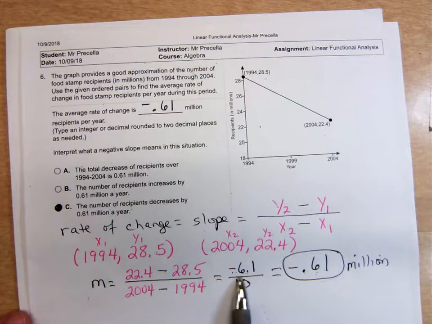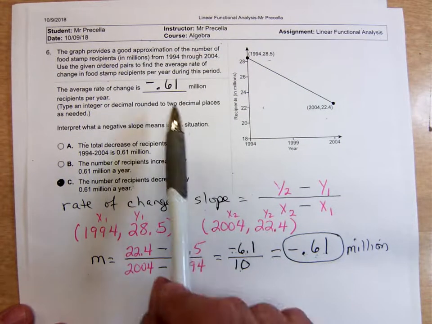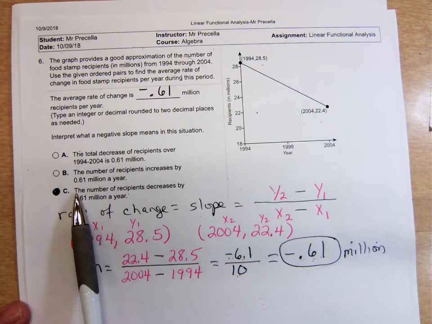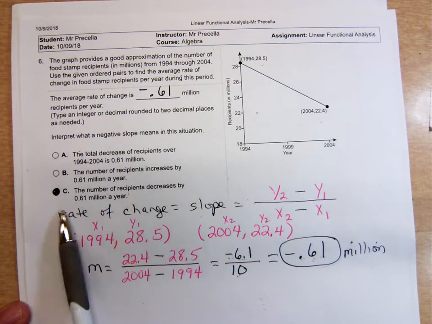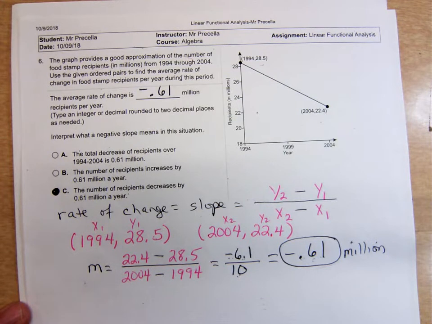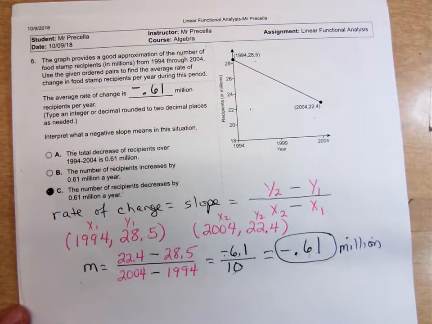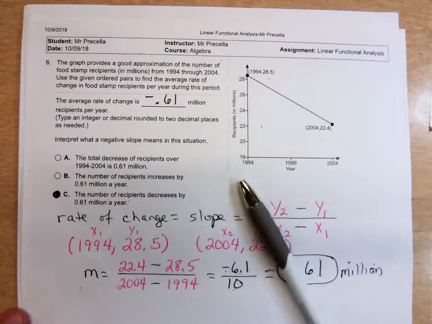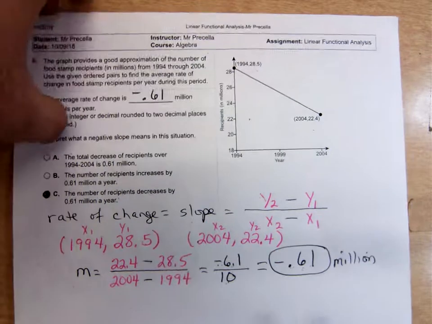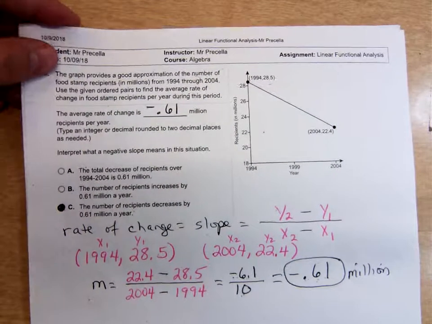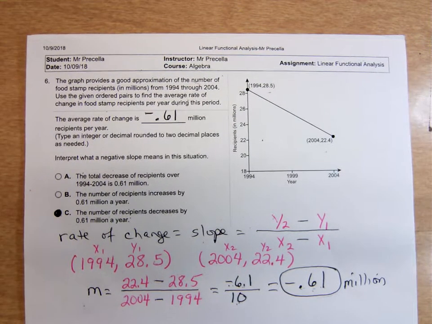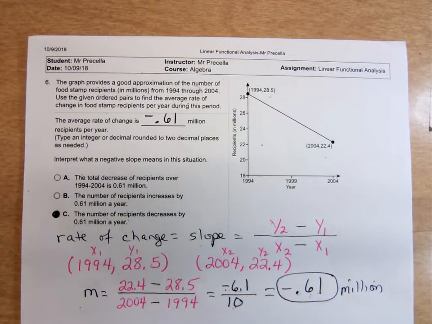So this slope is telling us on the average, the number of recipients is decreasing by 0.61 million people a year. Very much like what happened here in the United States. I suspect this problem is modeled after the United States, where the number of food stamp recipients started decreasing in the mid-90s. But that's all the time we have for today, and those are the only two problems I wanted to work right now.